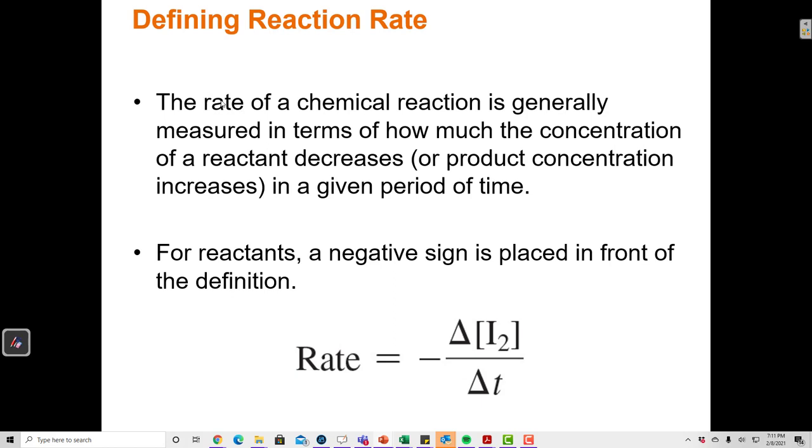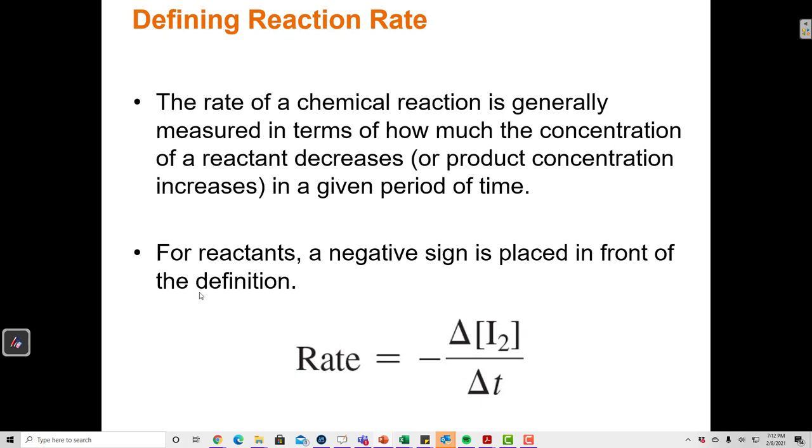And the rate of a chemical reaction is generally measured in terms of either how much concentration of a reactant decreases, so we'll keep an eye on how much reactant we started with and watch how that changes over time, or we can keep track of how much product is accumulating over time. So the idea is that if we have some way to keep track of how quickly the reactant is getting used up, then we can measure the rate of the chemical reaction.